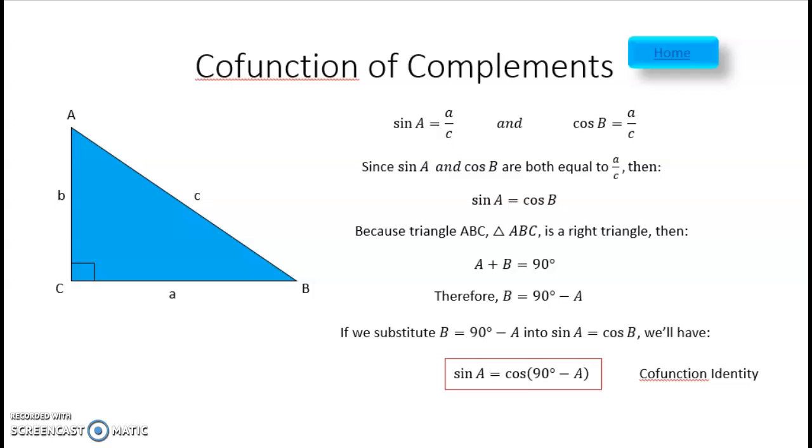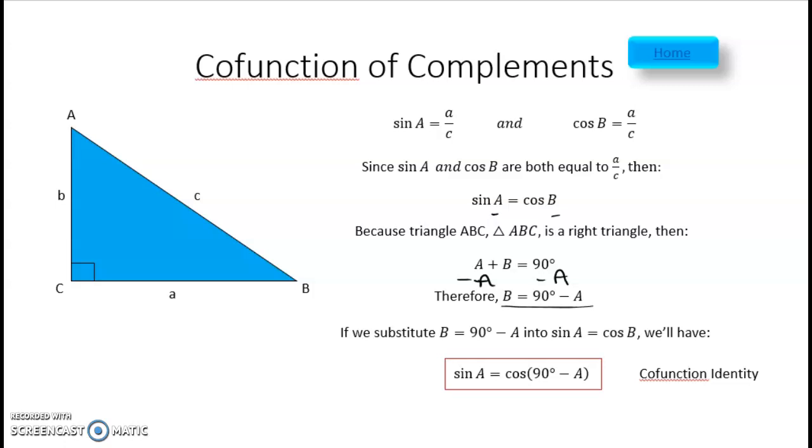Okay, since angle A plus angle B is equal to 90, what we want to do is not have two different angles, angle A and angle B. We just want to have one. So we're going to solve for either A or B. In this case, we're going to solve for B. So that means we're going to subtract A from both sides and get B is equal to 90 degrees minus A.